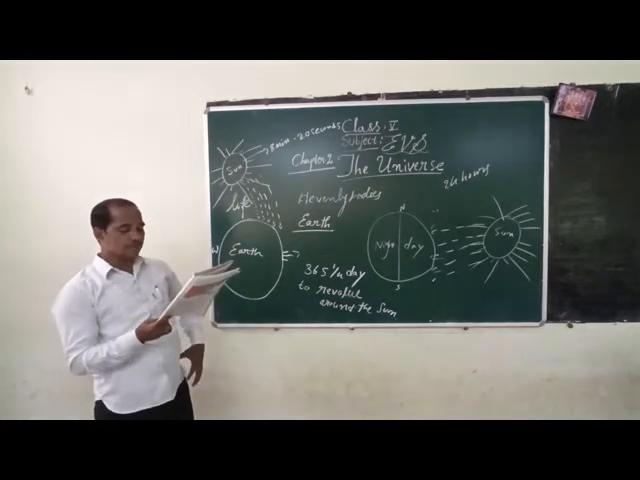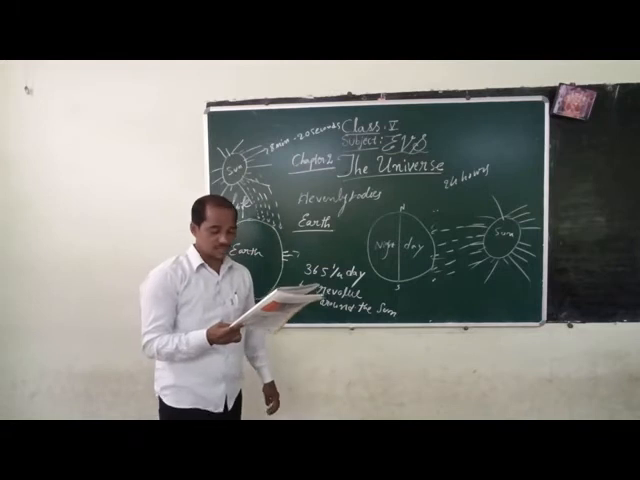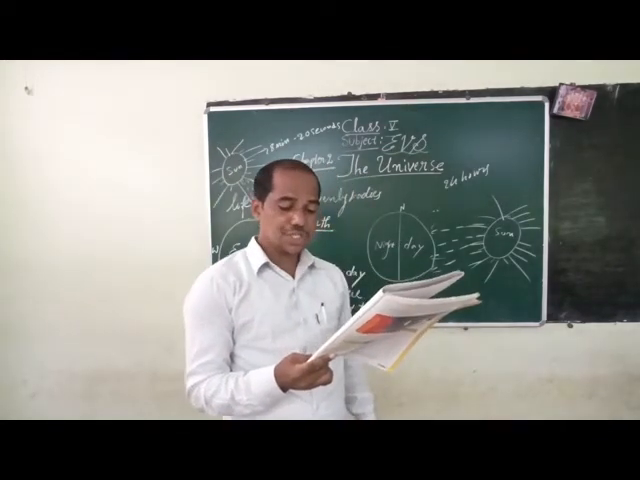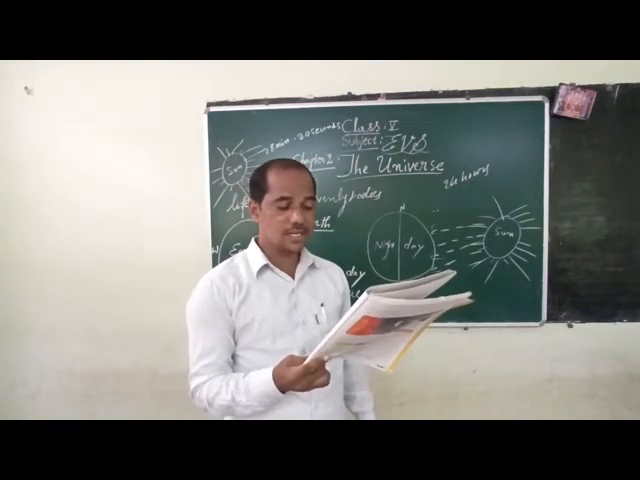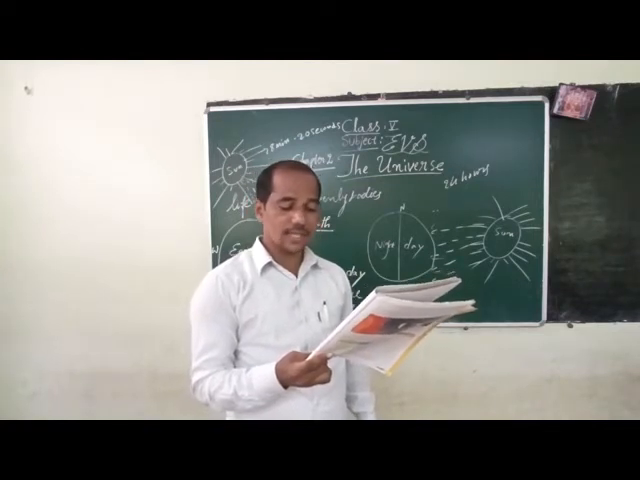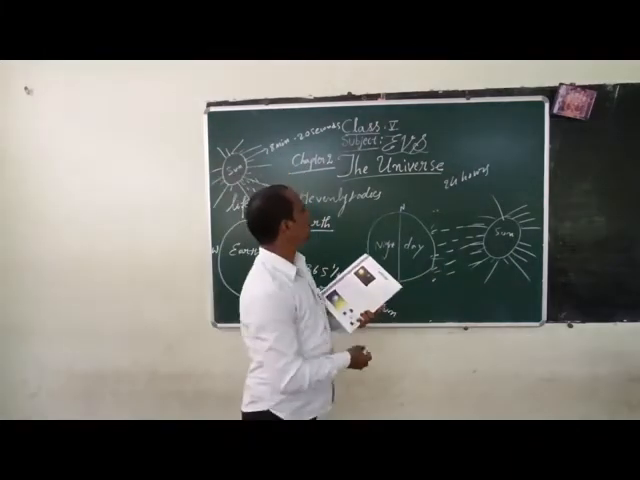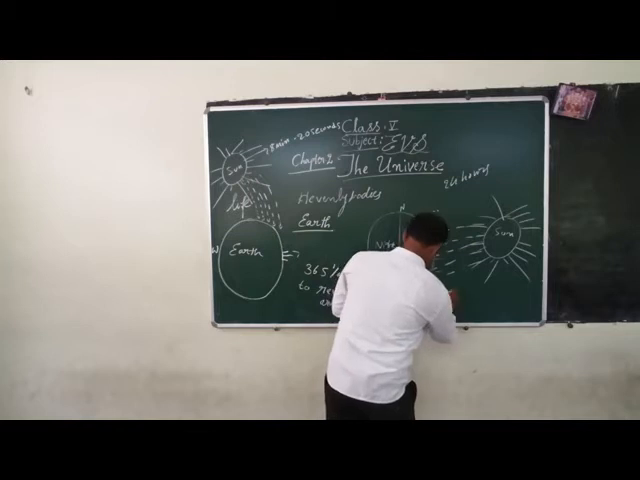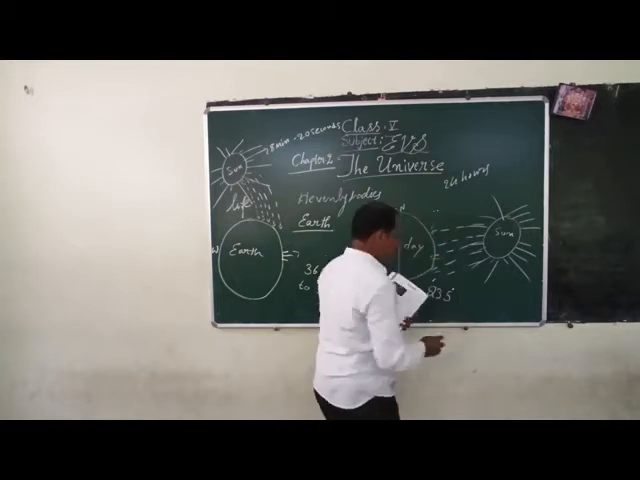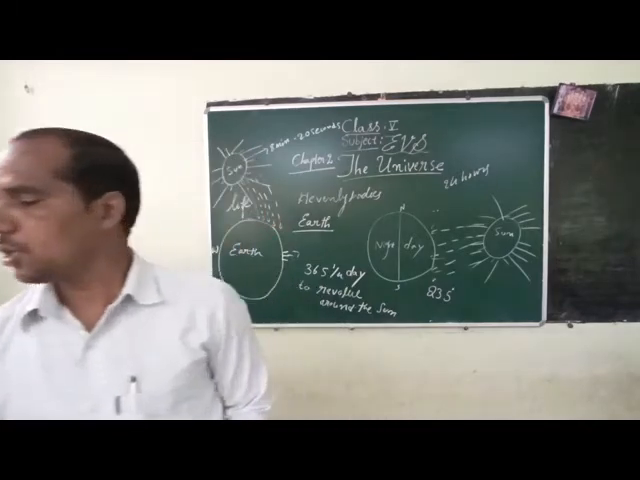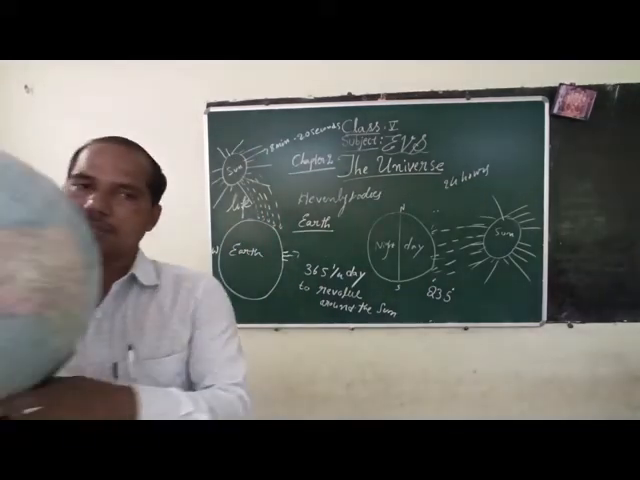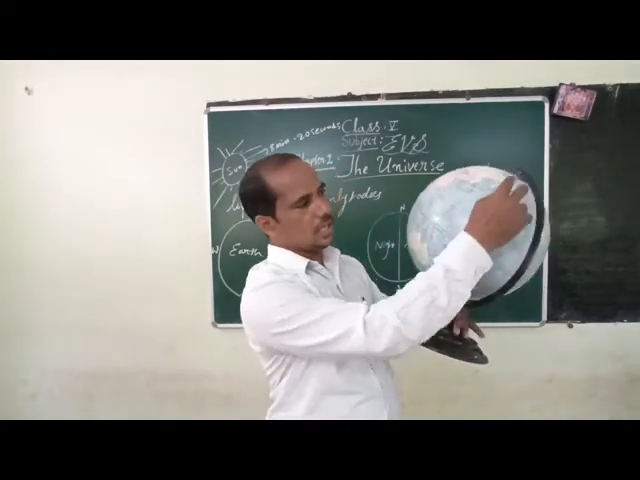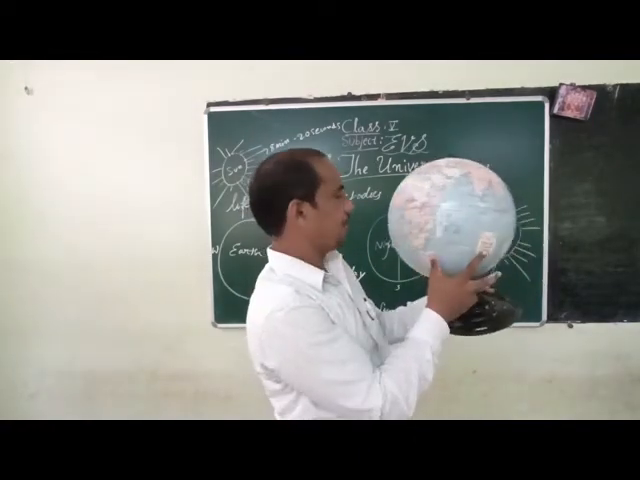The earth's revolution is the reason for the change in seasons and variations in the length of days and night, due to the tilt of the earth's axis at an angle of 23.5 degrees. How is it bending? It is bending 23.5 degrees. The earth doesn't stand straight.